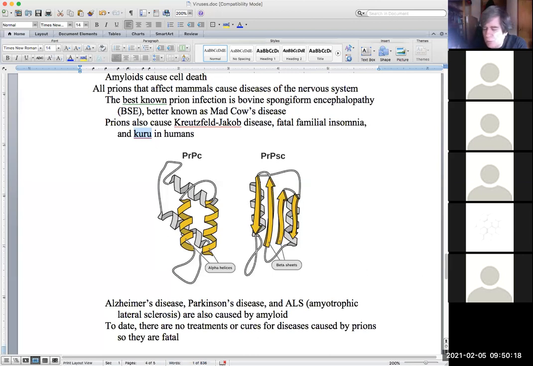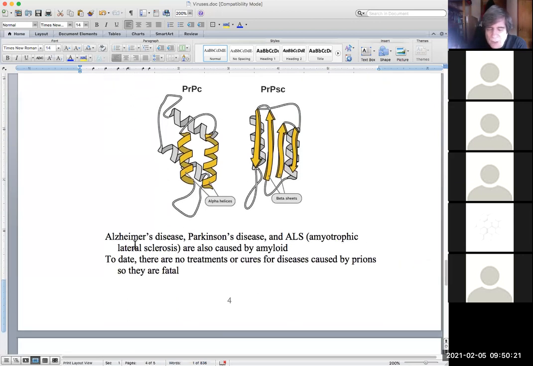So when we look at prions, notice that if we look at Alzheimer's disease or Parkinson's disease or ALS, amyotrophic lateral sclerosis, sometimes called Lou Gehrig's disease, these are diseases that are all caused by amyloid plaques, those clumps of protein. Now, right now, there's no evidence that any of these are caused by prions. I want to emphasize that.